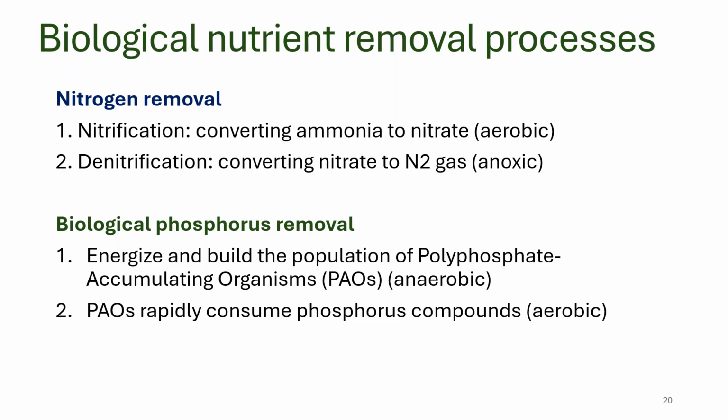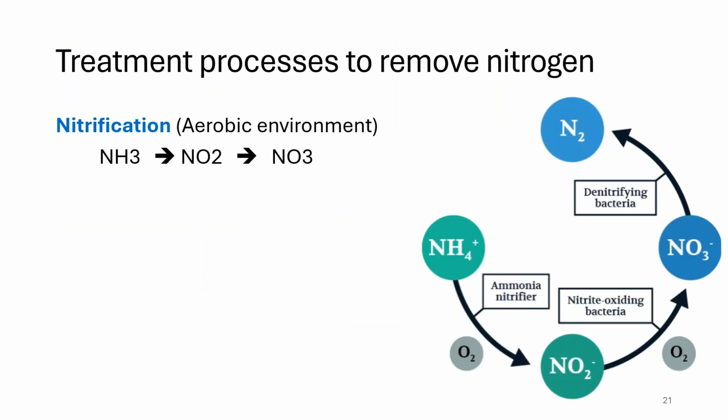We have an anaerobic environment, which helps us to build the population and energize this population of what we call phosphate accumulating organisms, PAOs. And then we have an aerobic stage where these PAOs go out and accumulate phosphorus into their cellular bodies, and then they're settled out as sludge. And we're going to go through each one of these separately here.